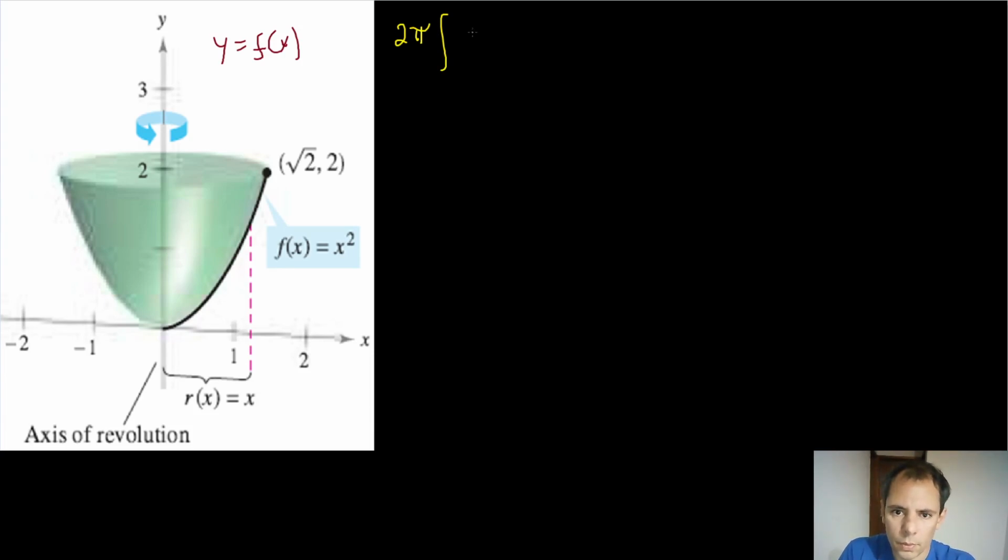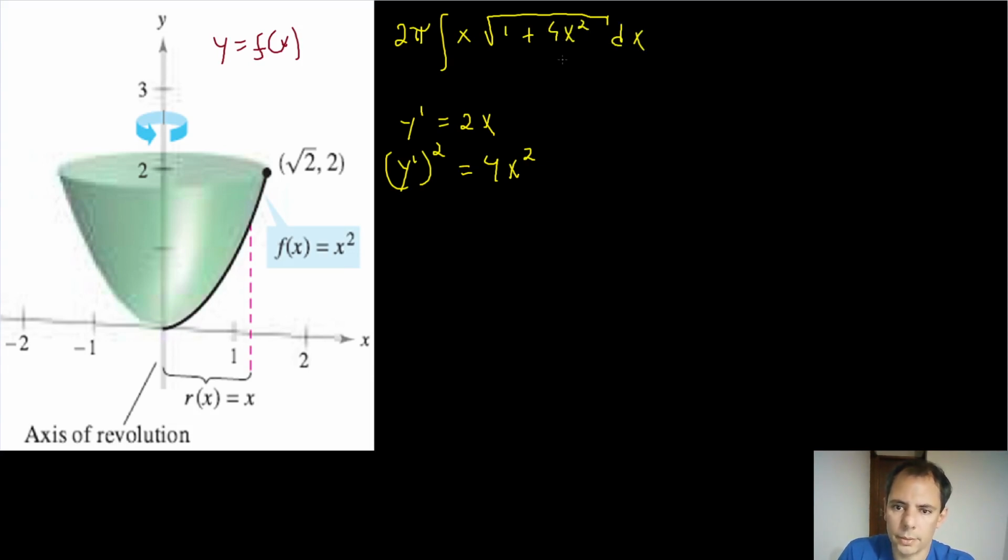So it'll be x times the square root of 1 plus, well, let's check the derivative. The first derivative is going to be 2x. The first derivative squared will be 4x squared. So you put 4x squared in here, dx, and we have to integrate that from 0 to square root of 2.